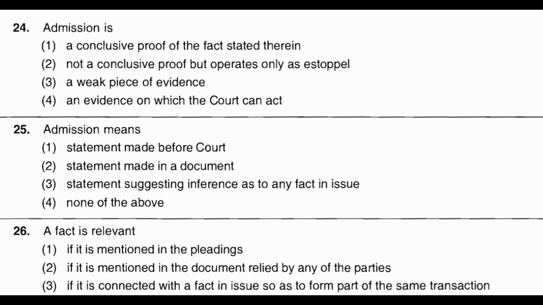Now question number 25. Admission means option number 1, statement made before court. Option number 2, statement made in a document. Option number 3, statement suggesting inference as to any fact in issue. And option number 4, none of the above. And the correct answer is option number 3, statement suggesting inference as to any fact in issue.